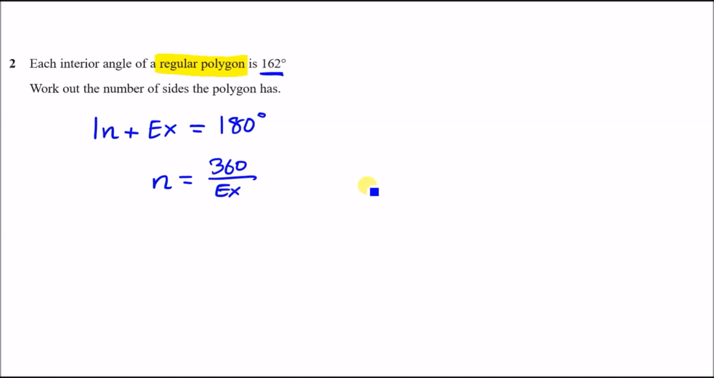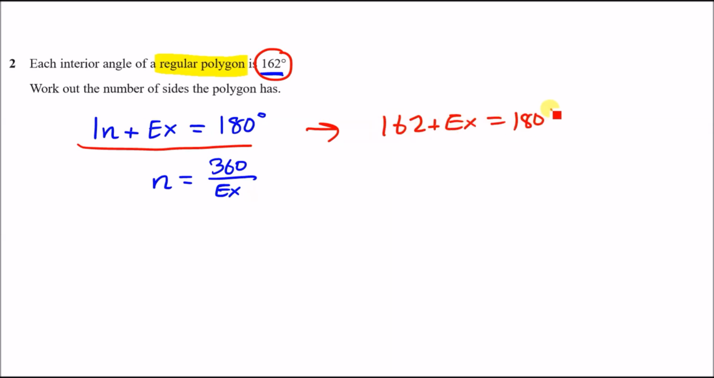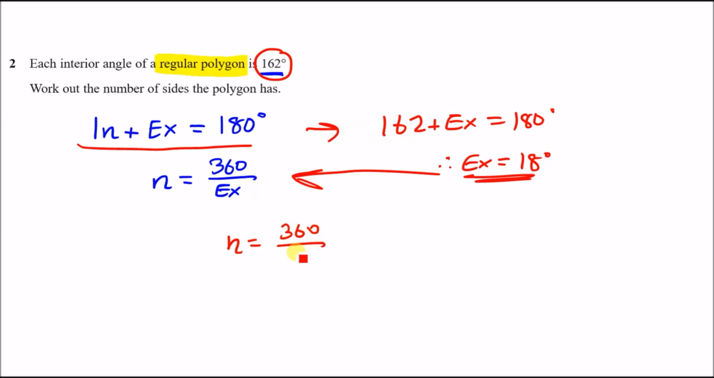Now looking at everything we have, well, since we know that the interior angle is 162, we can substitute into the first formula here to get something like 162 plus the exterior angle equals 180. So therefore, making the exterior angle the subject, it must be 18 degrees. Okay, now plugging it into this formula here where n equals 360 over the exterior angle, we can find that the number of sides equals 360 divided by 18, and this should give us 20 sides. So in fact, this shape is a 20-sided regular polygon.